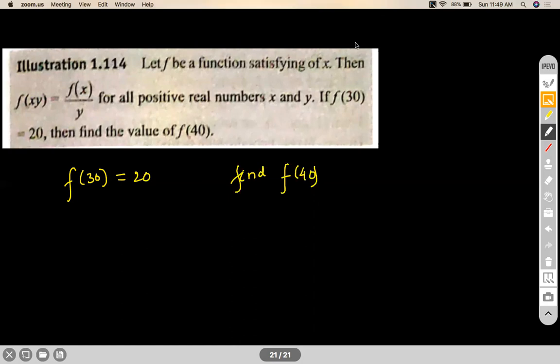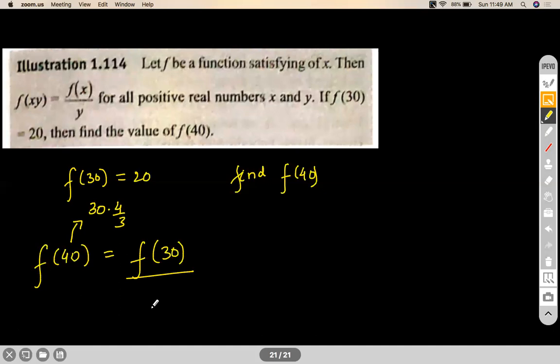Absolutely correct. So how do I get this? It's very simple. If you want to get f40, try writing 40 as a combination which will give you 30 in its result. 40 can be written as 30 into 4 by 3. So if I write it like this, I can write it as f of 30 divided by 4 by 3. That means 20 into 3 by 4. That's 15. 15 is the right answer for this. Okay, easy. Let's move on to the next.